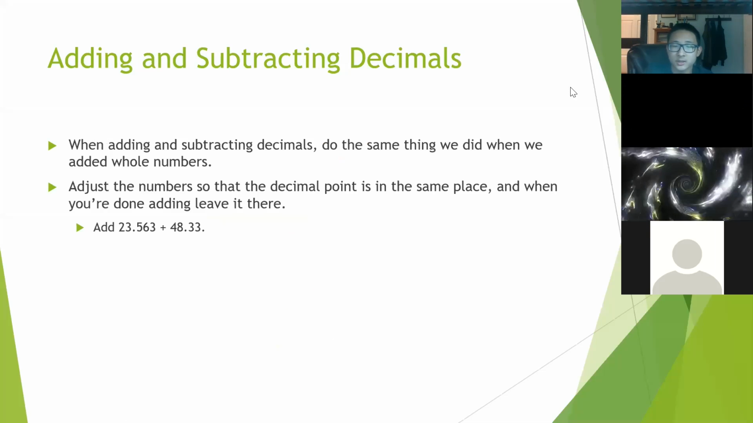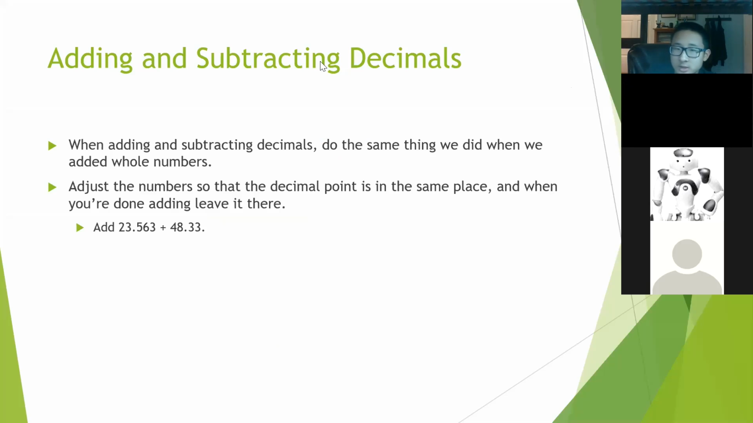But now we have adding and subtracting decimals. When we add and subtract decimals, we do the same thing that we did when we added whole numbers. The only special thing is that we adjust the numbers so that the decimal point is aligning both of the numbers. And then when you're done adding, just leave it in the same place.